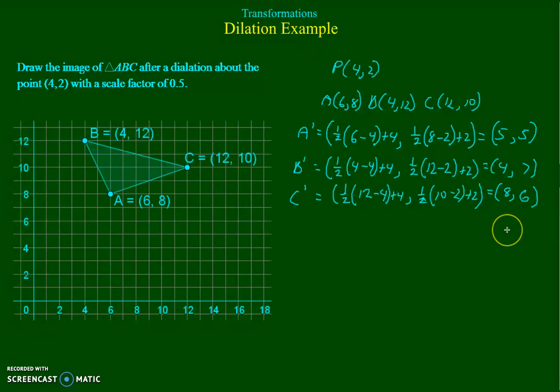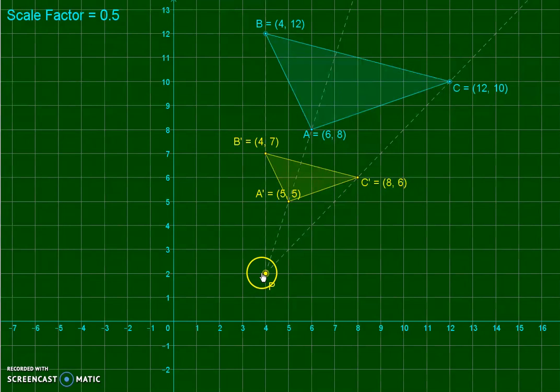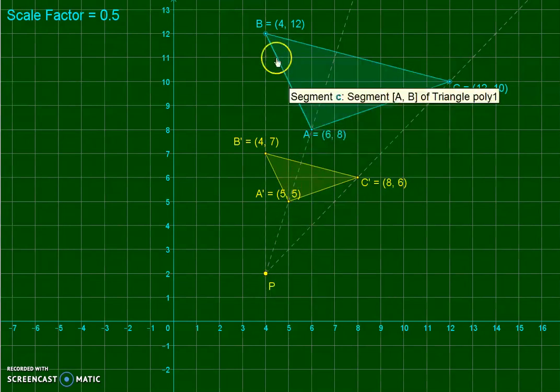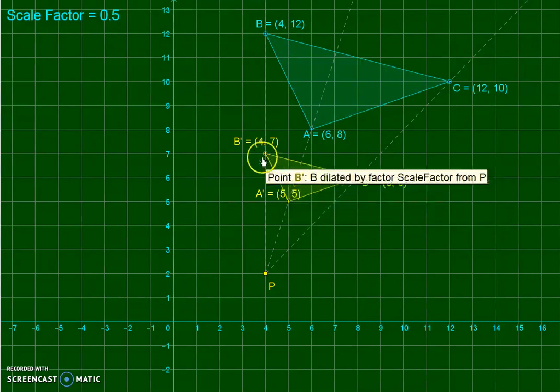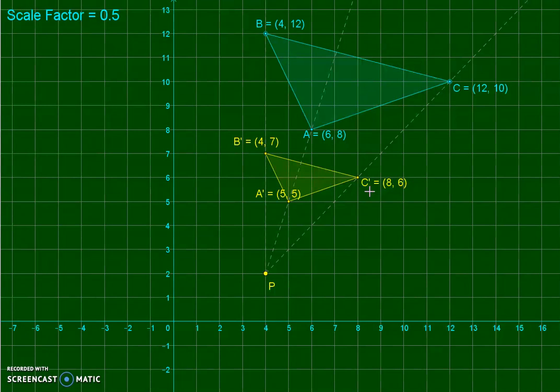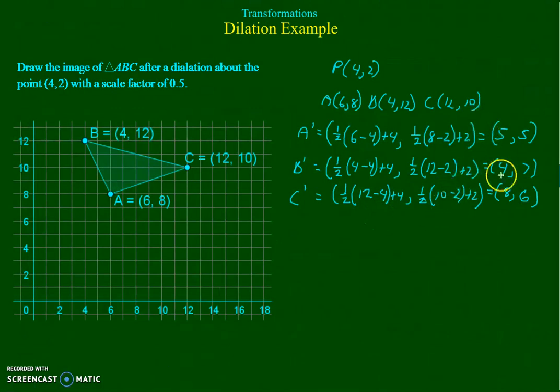Let's again go ahead and verify these values in our geometry software. Here we have the center of dilation at 4, 2. We have our preimage at 6, 8, 4, 12, 12, 10. Scale factor of 0.5. And in fact, it comes out to 5, 5, 4, 7, 8, 6. So we were correct again. All right, let's go back. Now, ordinarily, you'd want to go ahead and graph these points. I didn't do that in the last examples or in this one, but feel free to do so if you need practice plotting points. And let's move on to the next concept.